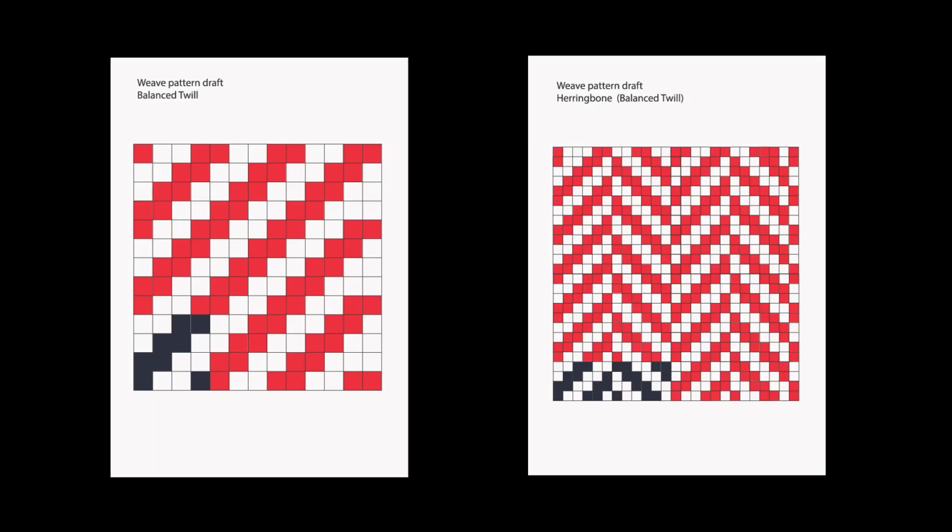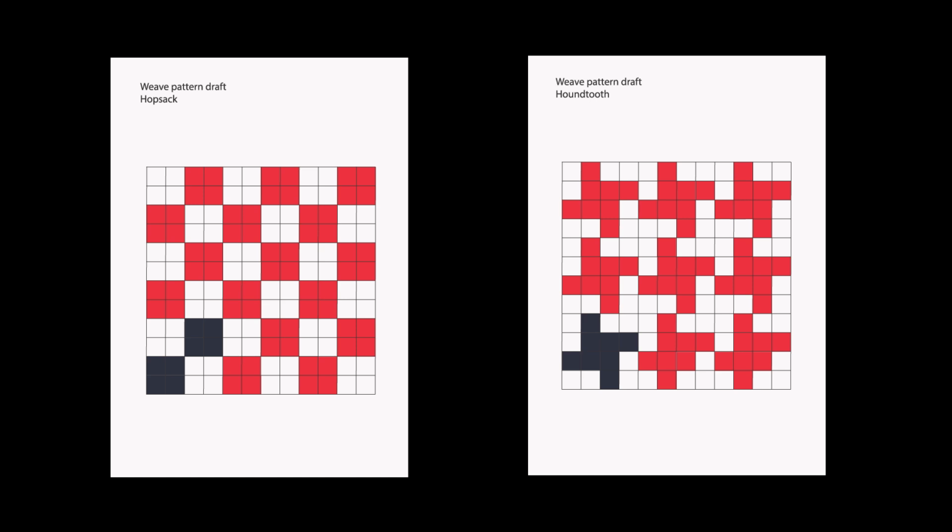The pattern draft or point paper design is a fundamental textile design method used to create woven fabric patterns. This method provides a visual representation of how the fabric is constructed, which means how the threads intersect and interact to form a specific design. The filled squares represent the warp lifted over the weft, where the warp runs vertical and the weft threads horizontal.